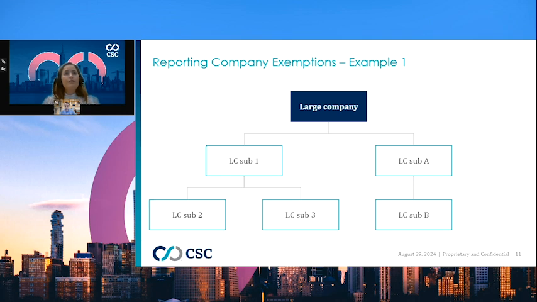So putting these 3 exemptions together, here's a really simple example. Large company is exempt under the large company exception. It has direct and wholly owned subsidiaries who are all exempt under the subsidiary of exempt company exemption. You don't need to rely on any other exemption here.